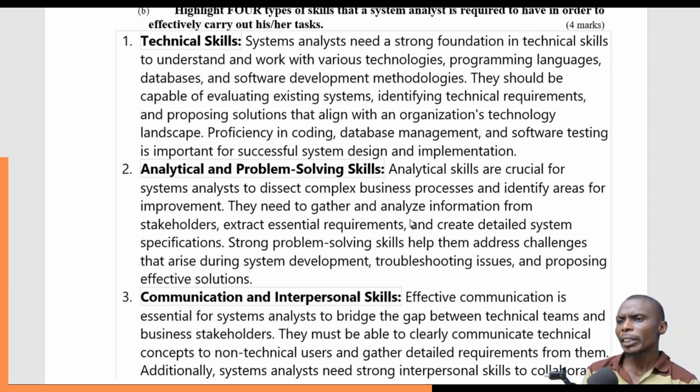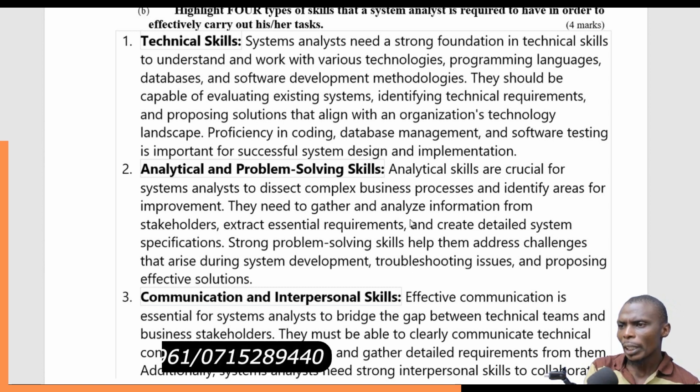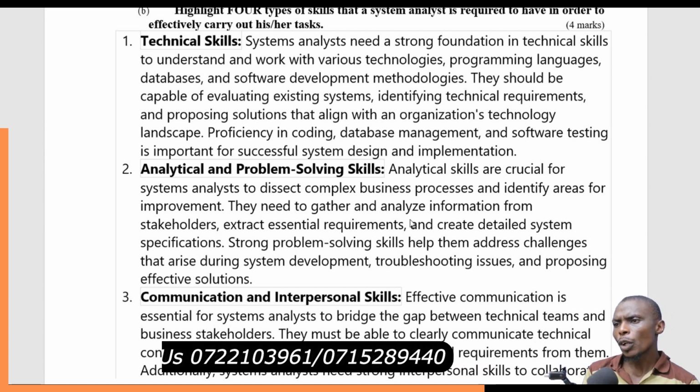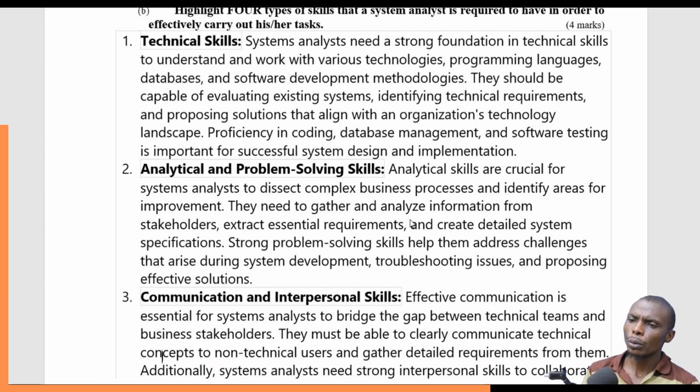The second one is analytical and problem-solving skills. Analytical skills are crucial for the system analyst to dissect complex business processes and identify areas for improvement. They need to gather and analyze information from various stakeholders and form a detailed specification. Strong problem-solving skills also help them to face challenges that may arise during development, troubleshoot issues, and even propose very effective solutions.